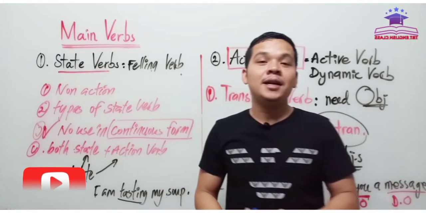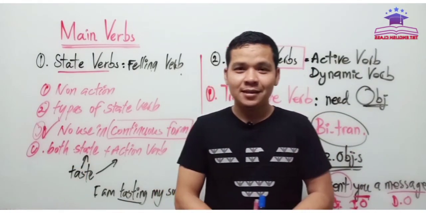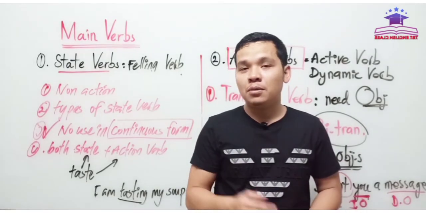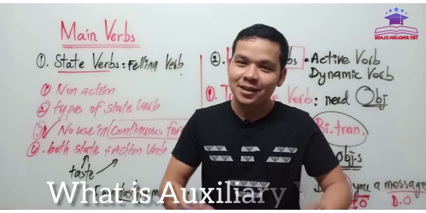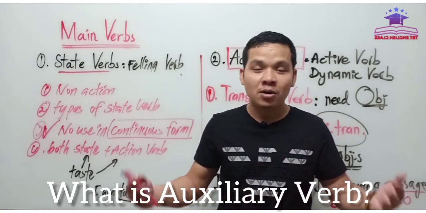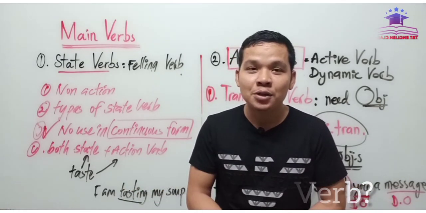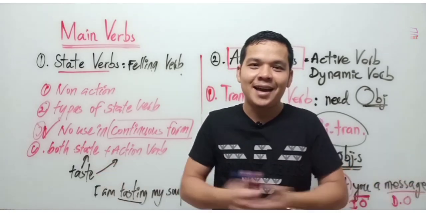Okay, so to make you clear about the verb lesson, the first one just lets you see about main verb, and after this I'm going to let you know about auxiliary verb. You know what auxiliary verb is, how many types of auxiliary verb there are, and how we use auxiliary verb correctly.